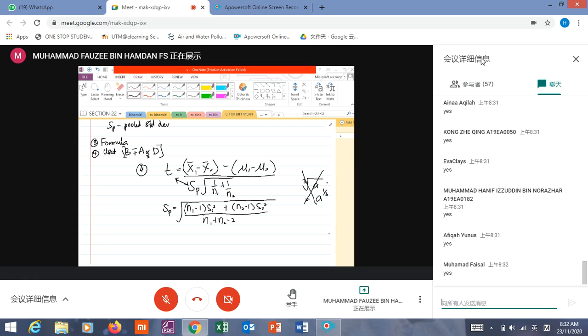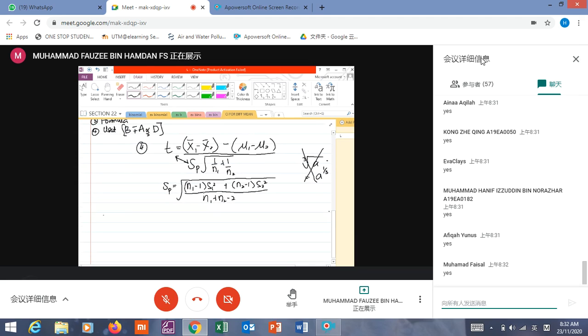Okay, so after you look at the formula, step number 3, we want to construct the confidence interval for mu1 minus mu2 by using B minus plus A alpha over 2 D. If you look at this formula, it is also in the form of this one A, this one B, this one C, and the rest, this one is D.